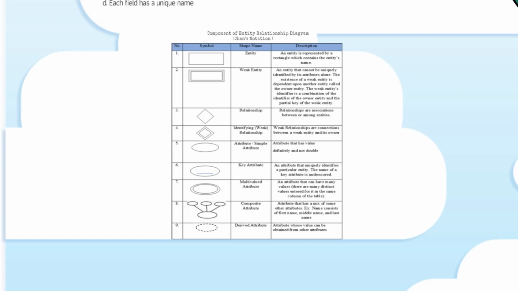Seventh, multi-valued attribute. An attribute that has many values. Eighth, composite attribute. An attribute that can be mixed with some other attributes. Ninth, derived attribute. Attribute whose value can be obtained from other attributes.